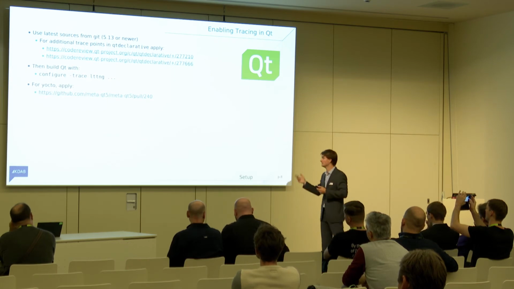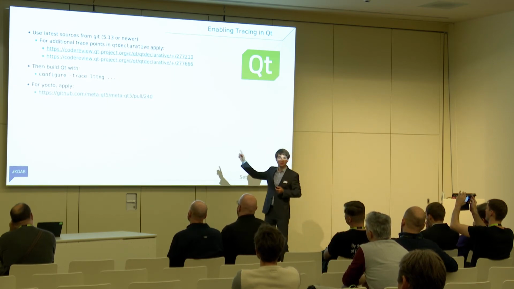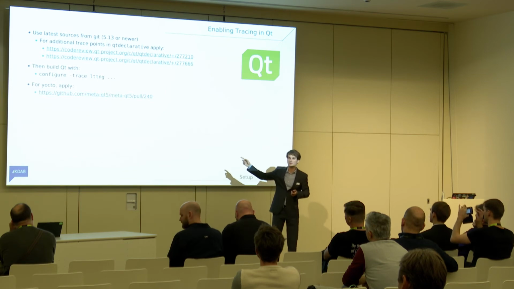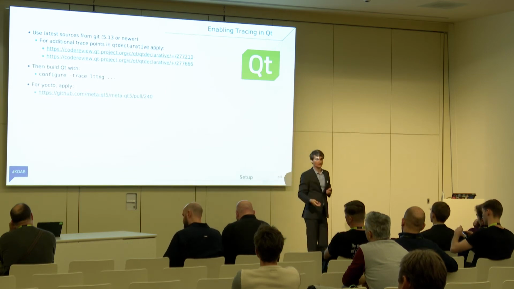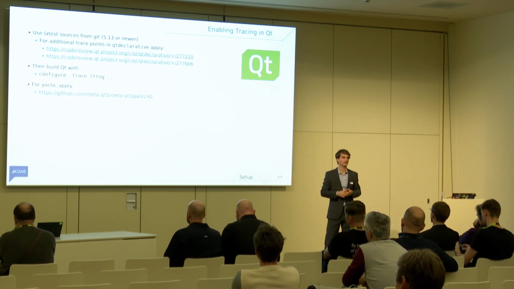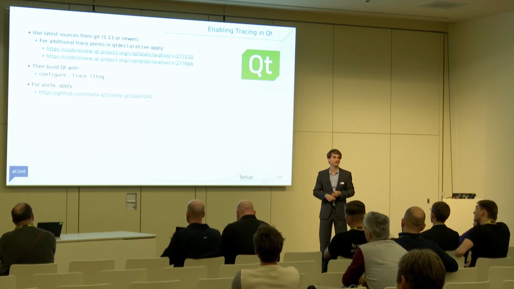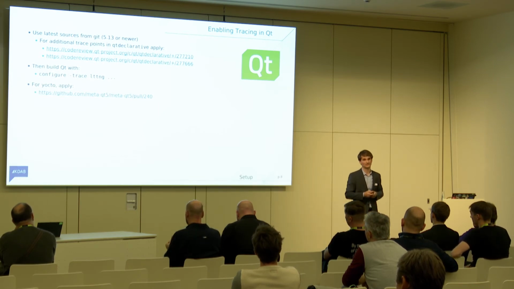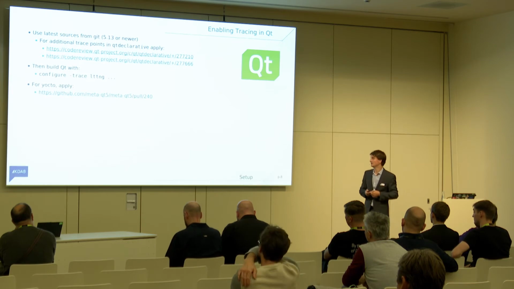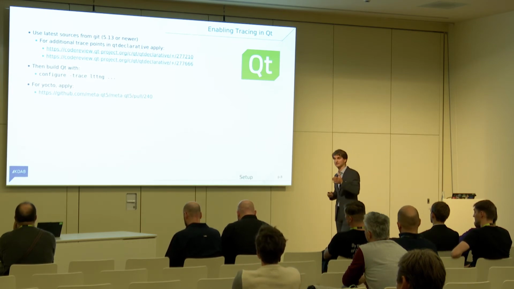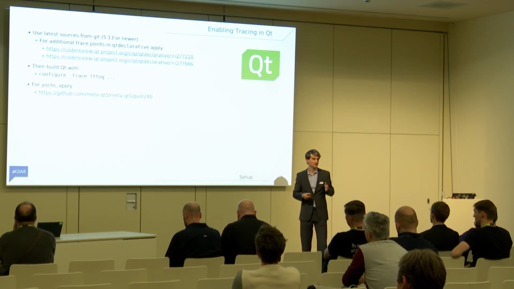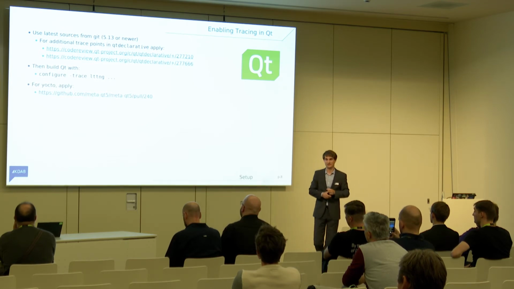If you use Yocto and the meta-qt5 layer, we have a pull request up there. I think it got merged recently, which even allows you to just set one configuration for Yocto's Qt 5 layer, and then you get the trace points there as well. So it's pretty easy nowadays. A couple of patches you may want to apply for Qt Declarative, but I guess with 5.14, you won't need the patches anymore. They will be merged by then.